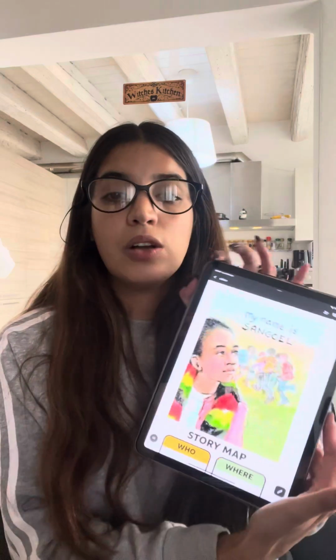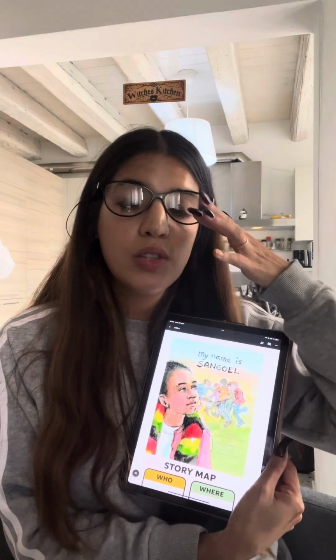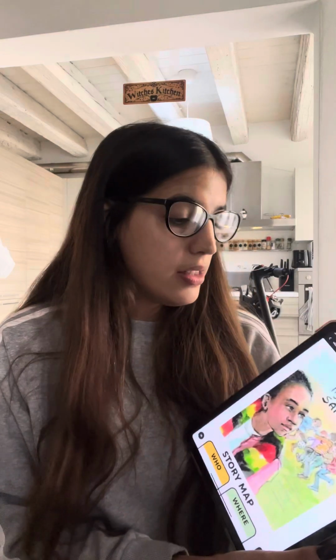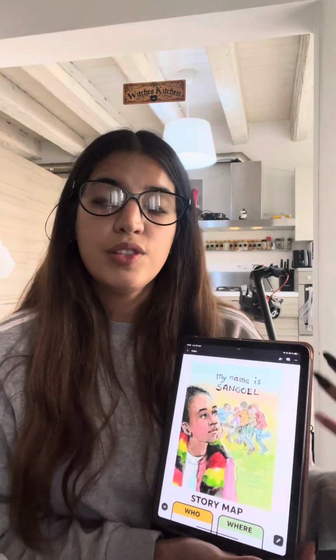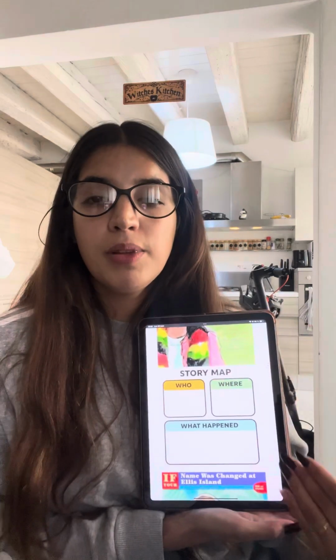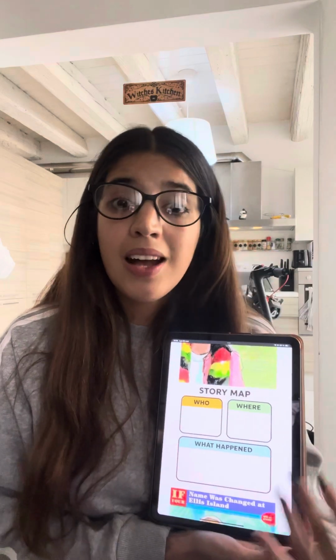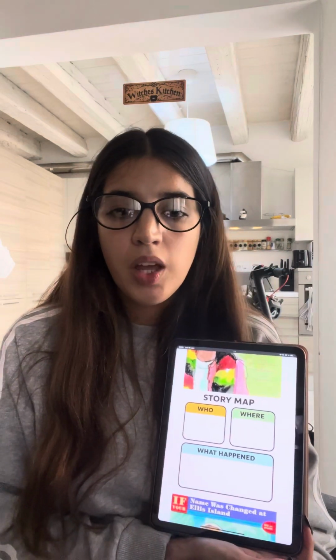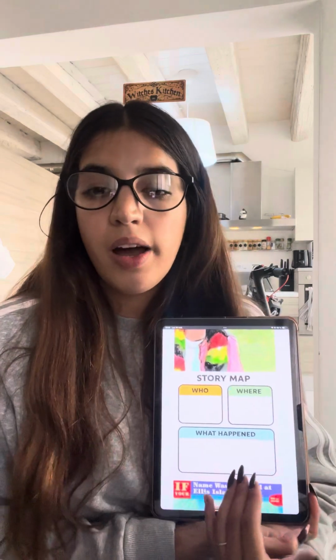For my primary students, I use the book My Name is Sangoel, which is a story about a boy who immigrates from Sudan to the United States. At this level, students use a really simple story map. The idea is that we can draw the story map on the whiteboard and complete it all together by asking questions to the whole group. It just has the who, the where, and the what happened.